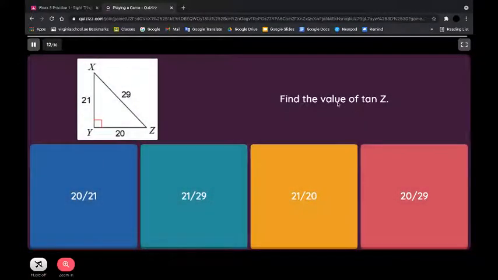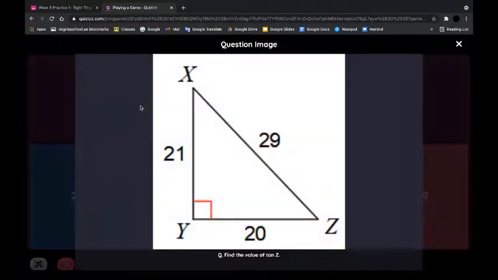Find the value of tangent of z. The formula for a tangent of an angle is opposite over adjacent, and the opposite to angle z is 21 and the adjacent is 20. So the answer is 21 over 20.